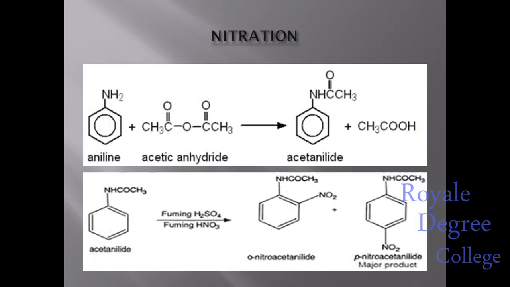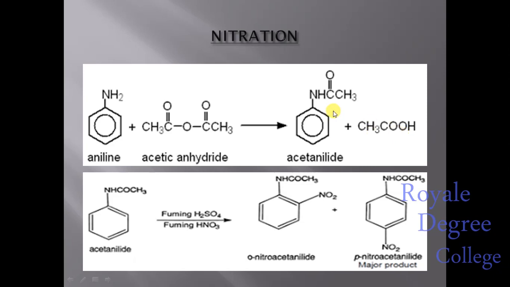Next reaction we will see is nitration. We are taking aniline here and adding acetic anhydride, CH3CO-O-COCH3. Then from aniline, one hydrogen comes out, and in place of that, COCH3 is attached. It is named acetanilide. The hydrogen which comes out from aniline reacts with CH3COO, and we get CH3COOH, acetic acid.